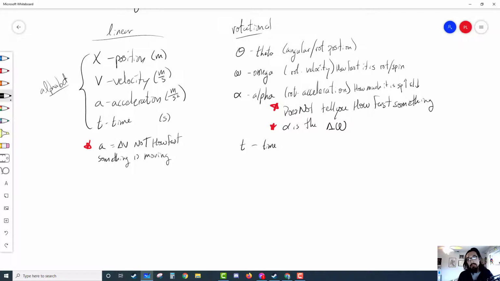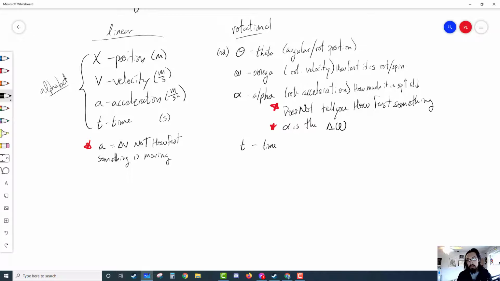It's just T for time. All right. Now for the units. I'm going to do the units on the left-hand side, because I was getting a little messy on the right-hand side. So the units for theta, we're going to use radians, R-A-D.